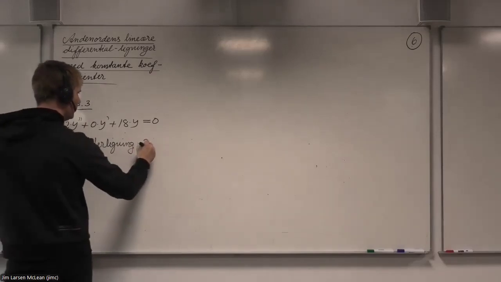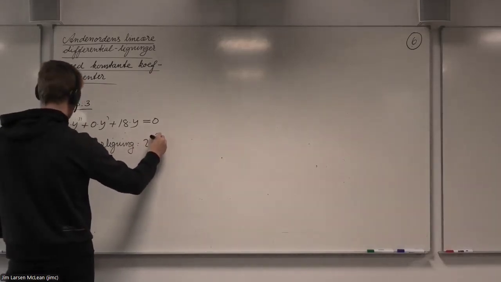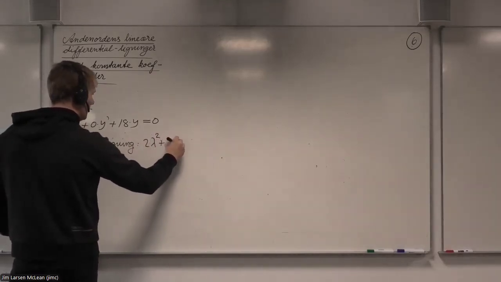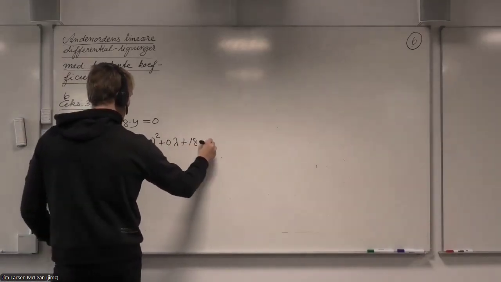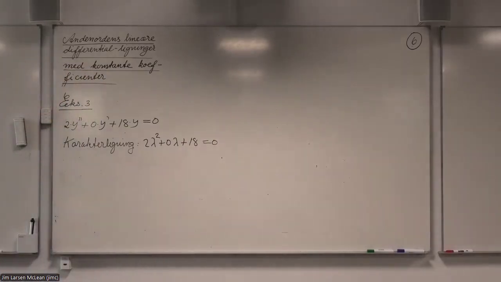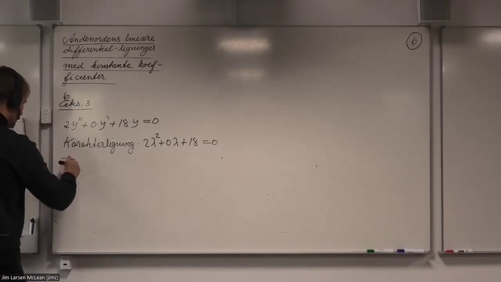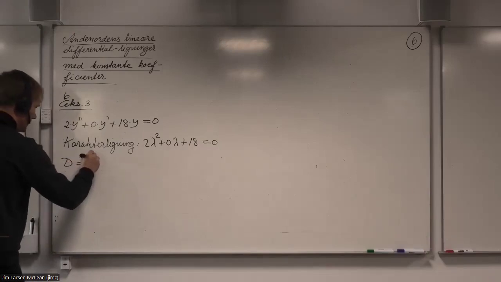It must have 2 lambda squared plus 0 lambda. It is the characteristic equation. Then we find the discriminant. It's b squared minus 4ac.